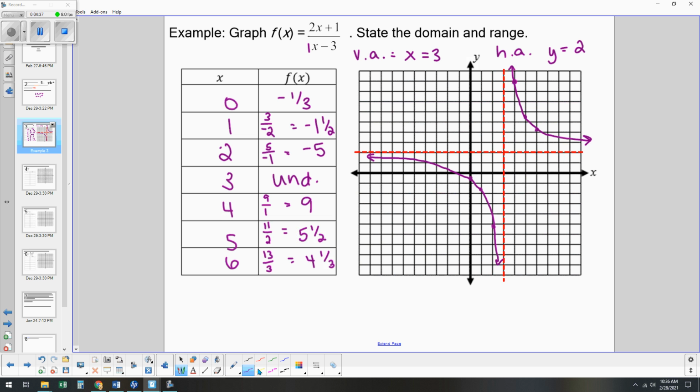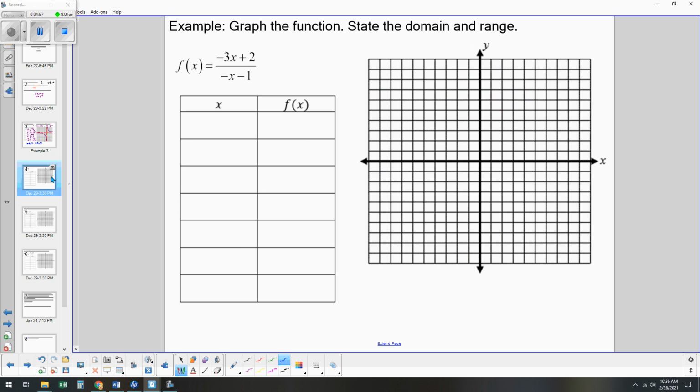All right, so my domain was all real numbers except x could not be 3. And my range was all real numbers except y could not be 2. And that's my domain and range.